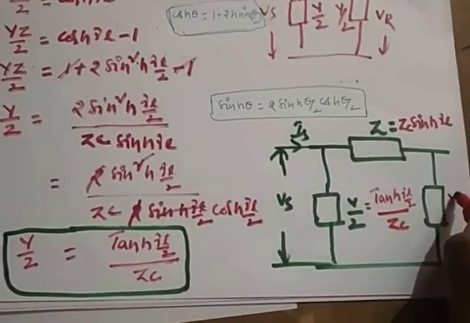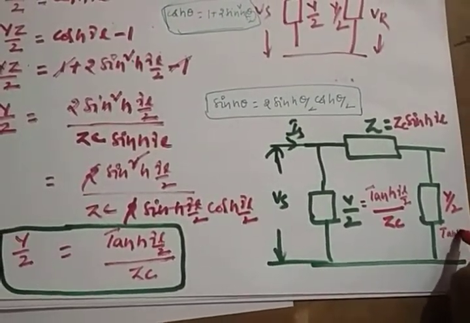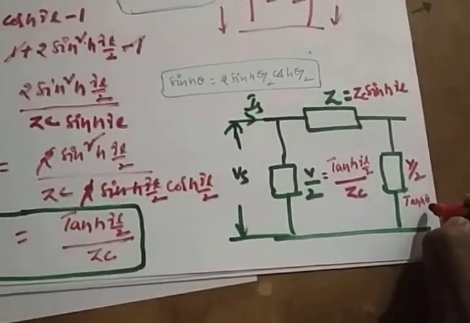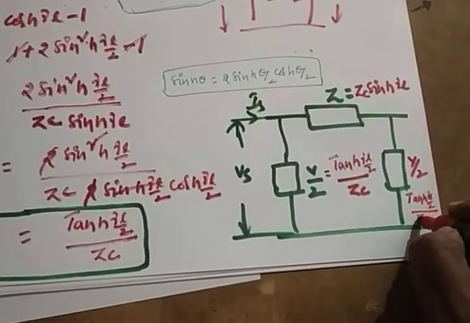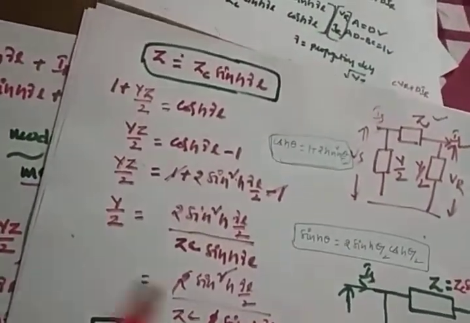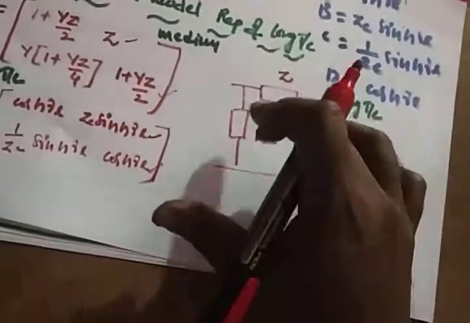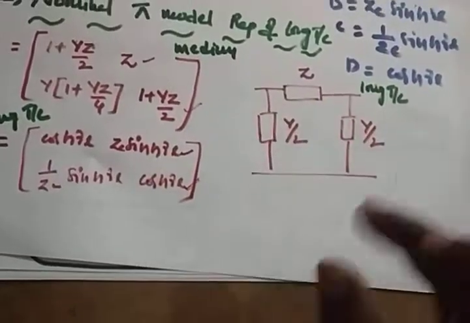Right? Here also Y by 2. So what is that Y by 2? Same, tanh gamma l by 2 by Zc. Right? So this is the equivalent nominal pi representation of a long transmission line. So nominal pi representation means, similarly, Z, Y by 2, the capacitance is going to be divided.